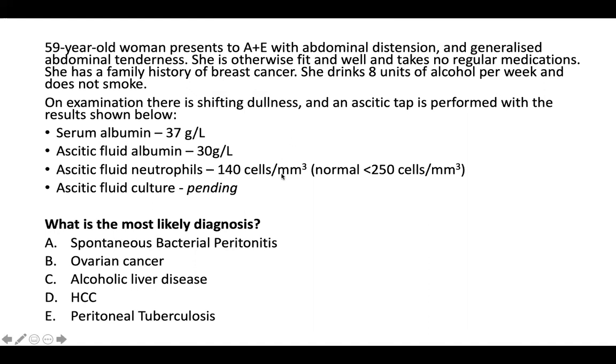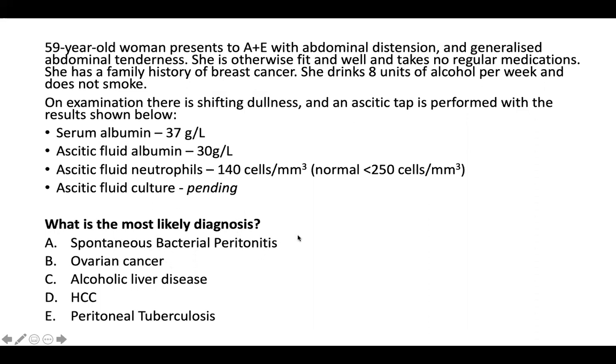Next thing is we've got less than 250 cells. So we are not thinking about spontaneous bacterial peritonitis, which we'll go over in another session. So putting this all together, we've got a woman with abdominal distension, and we know that ovarian cancer can present late and is common. So in this case, this is ovarian cancer.